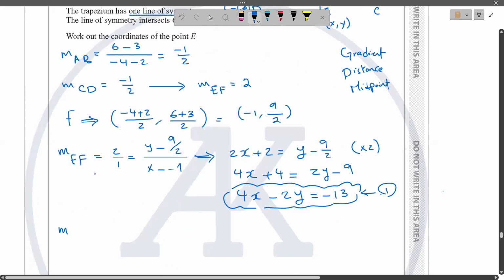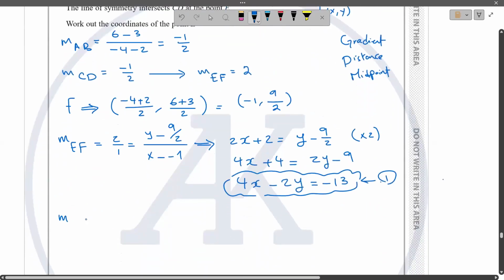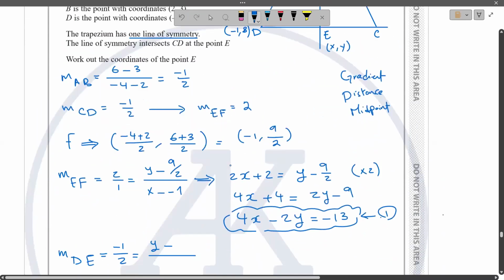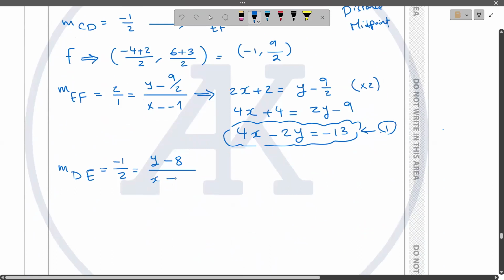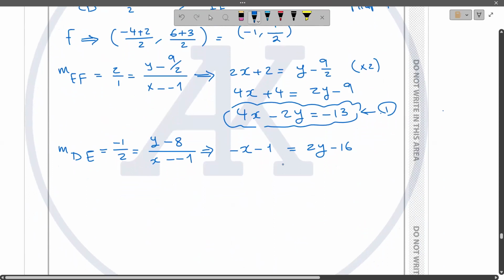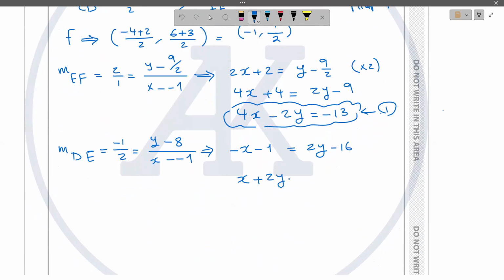Second equation, we set the gradient of CD, which is the same gradient as DE. It's equal -1 over 2, which is y minus 8 over x minus -1. So as an equation, it's -x minus 1 equals 2y minus 16. Let's move the negative x on the other side. So x plus 2y equals 15. And this is our second equation.